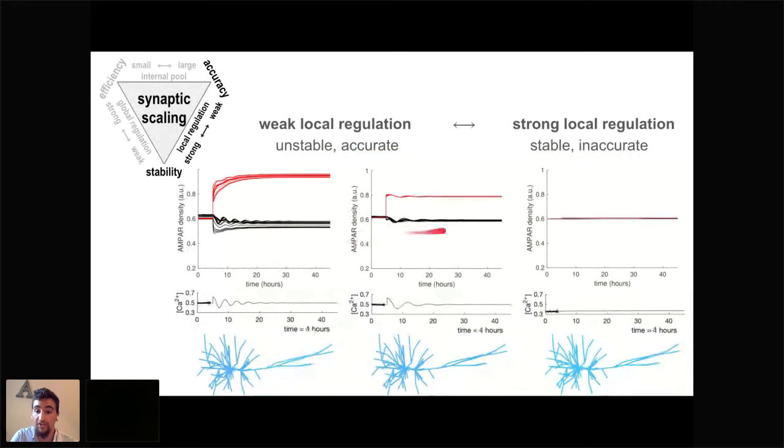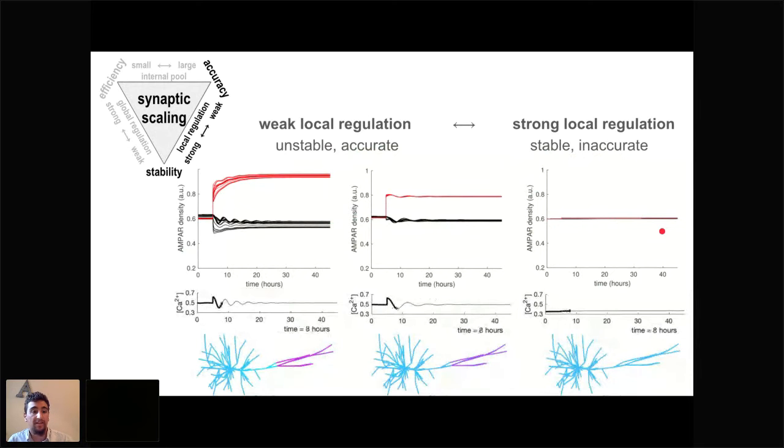In the middle, the oscillations are improved, but the difference between red and black synapses begins to diminish. On the right, we have the strongest local regulation. Synaptic scaling here is no longer accurate. We get a minimal increase in red synapses compared to the black, but the system is fully stable now.